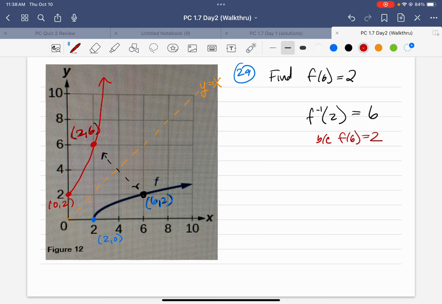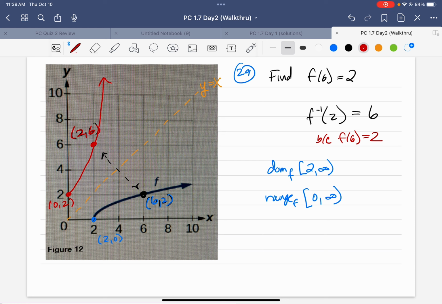If the graph is shown, find the domain of f. So the domain of f appears to be from 2 out to infinity. And it looks like the range of f, just for completeness, looks like it's from 0 to infinity.